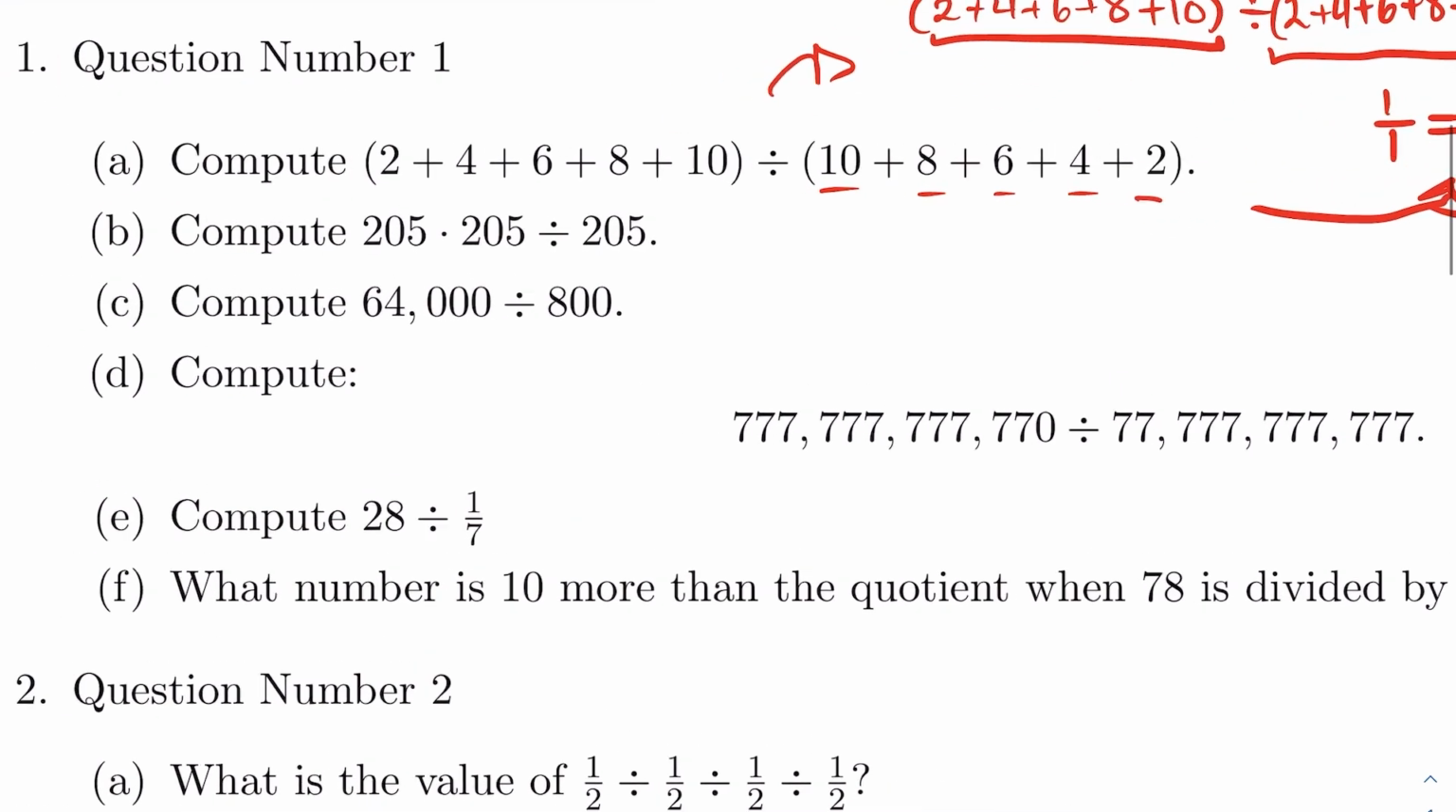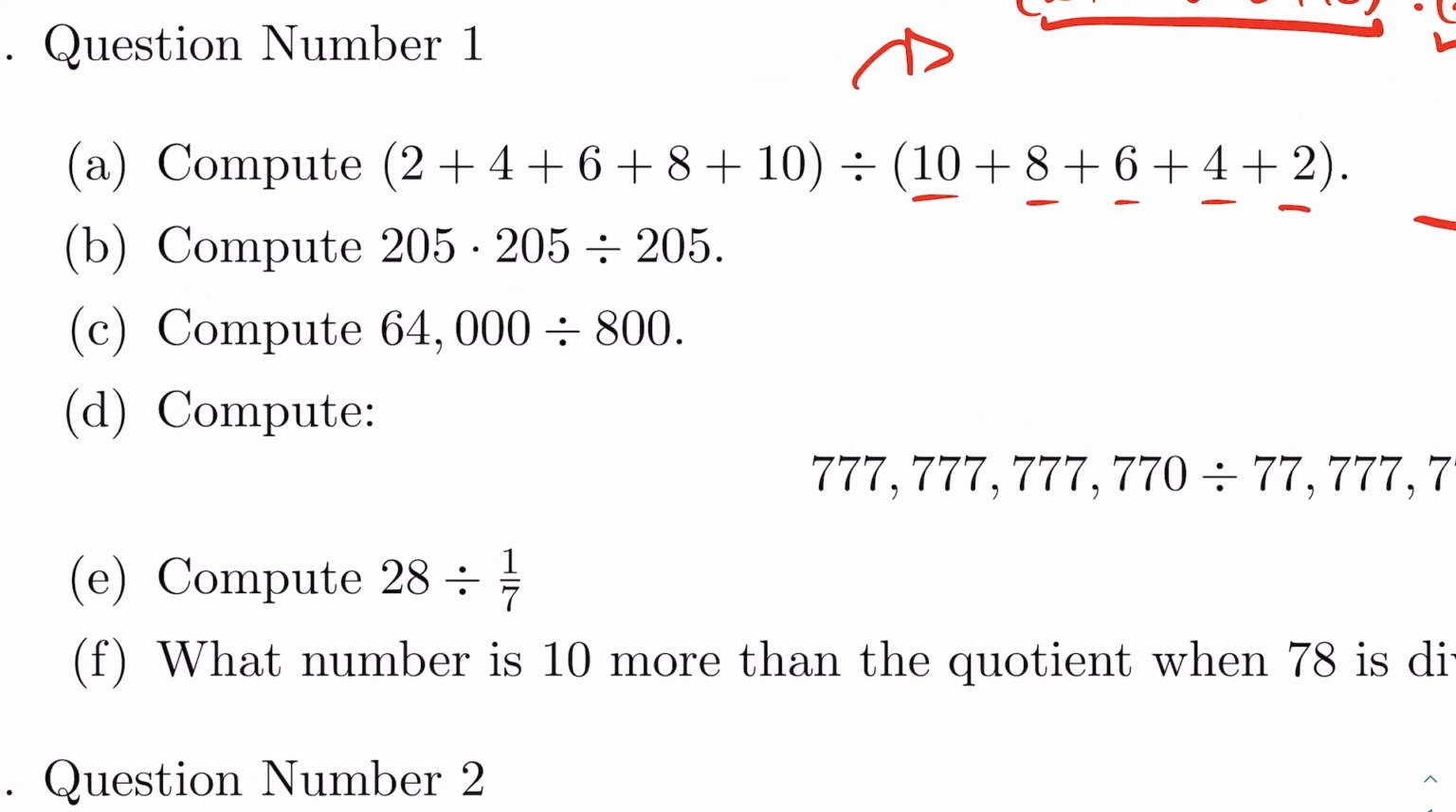Now here we have compute 205 times 205 divided by 205. Well, 205 divided by 205 is simply 1. So we can go ahead and cross that out. And we can go ahead and say 205 times 1 is equal to 205.